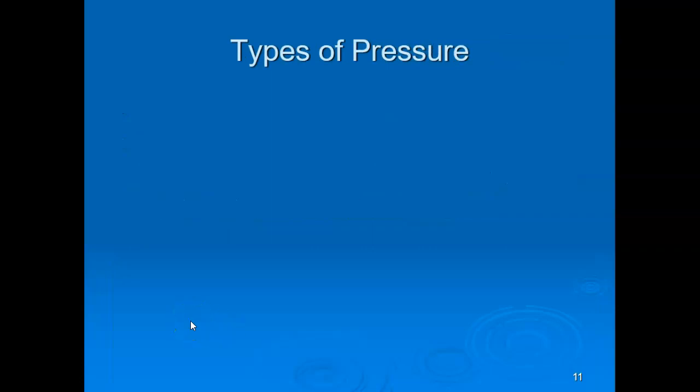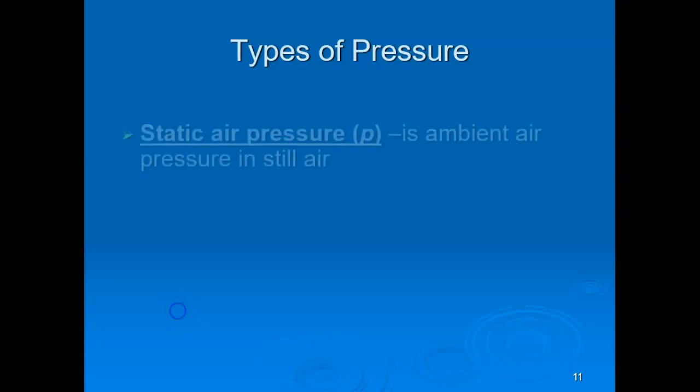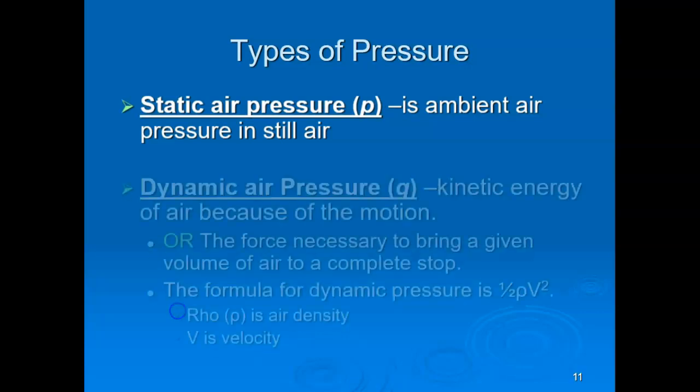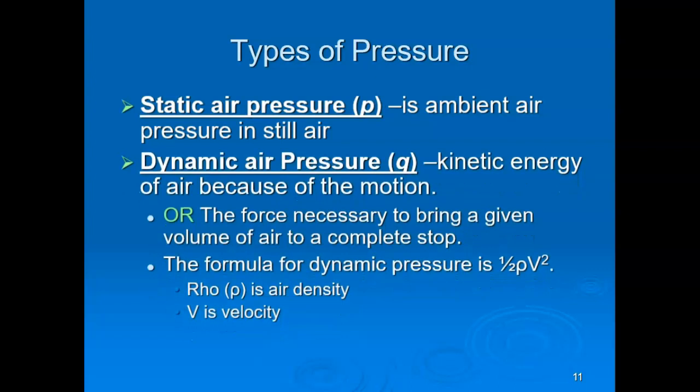Before we move on to discuss the lift theory, we should review the different types of pressure. Static pressure, remember, is the pressure of ambient air, or the pressure of still air. Dynamic air pressure is the pressure of air in motion, or kinetic energy of air. We can also look at it as the force necessary to bring a volume of air to a complete stop. And the formula for dynamic pressure is 1/2 rho times velocity squared, rho being air density.